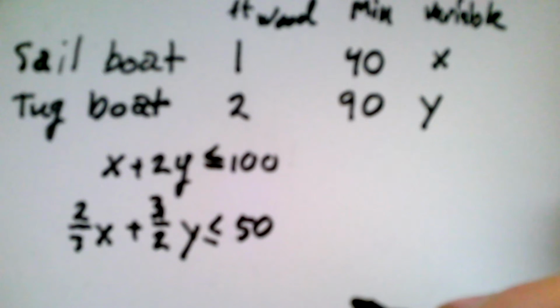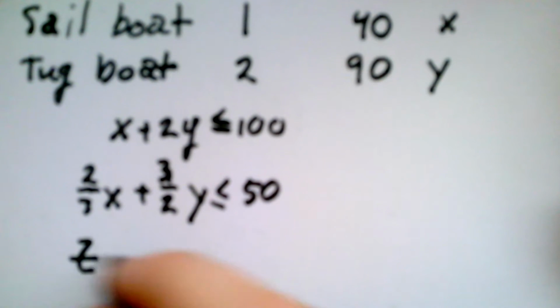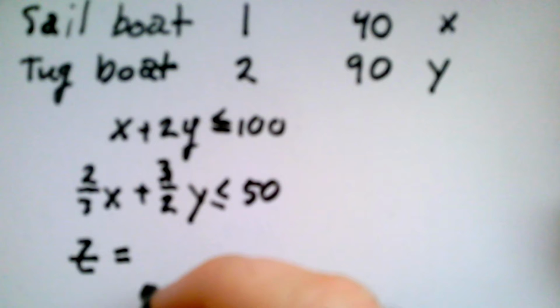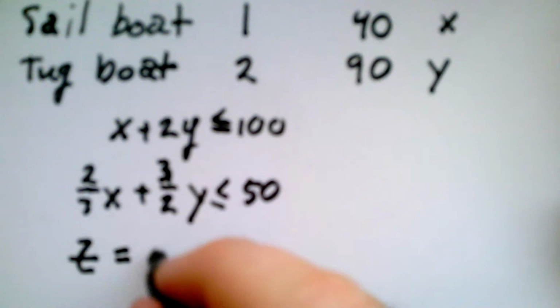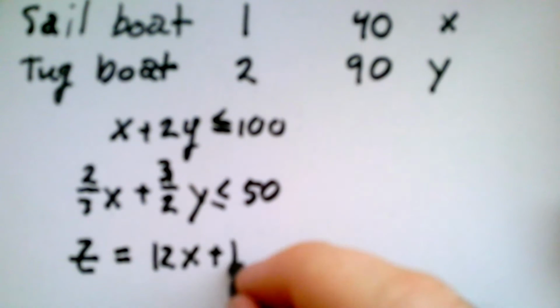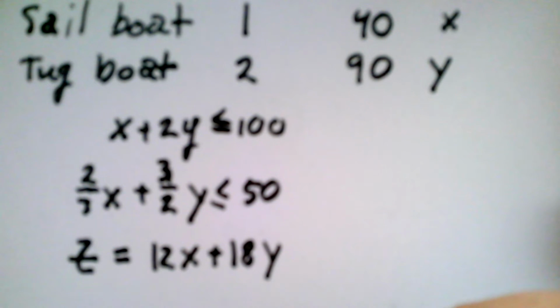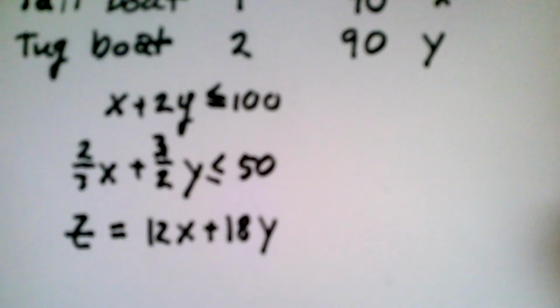Okay, so the profit that we're trying to get, profit will be Z is equal to $12 per sailboat plus $18 per tugboat. And now we have to find the maximum profit that he can make given his time constraint and his wood constraint. So with this, what we need to do is set up a linear system.